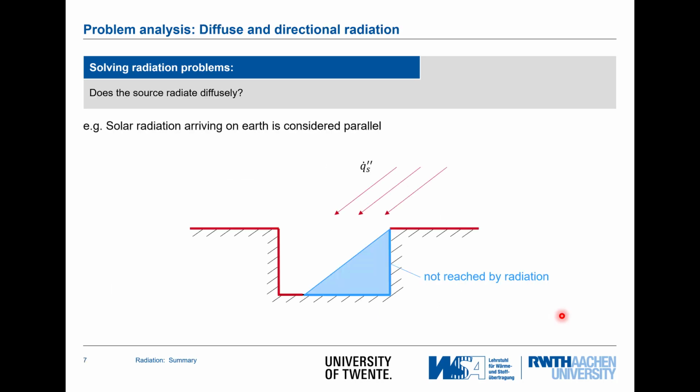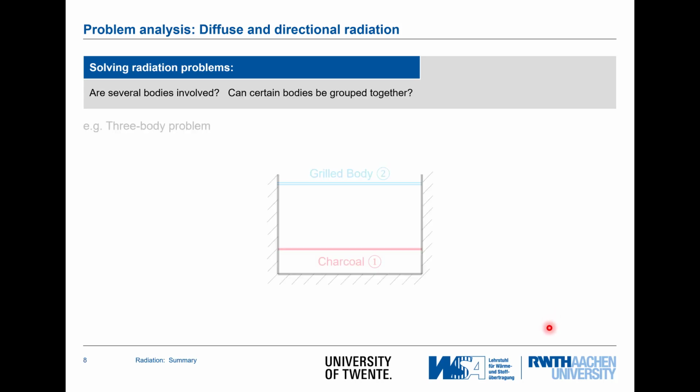Then, is the object radiating diffusely, or does it just have a direction? One important direction to be noted is if we have sun radiation, we know the effect of having a shadow. Then we would assume that in the shadow no radiation would be present from this object.